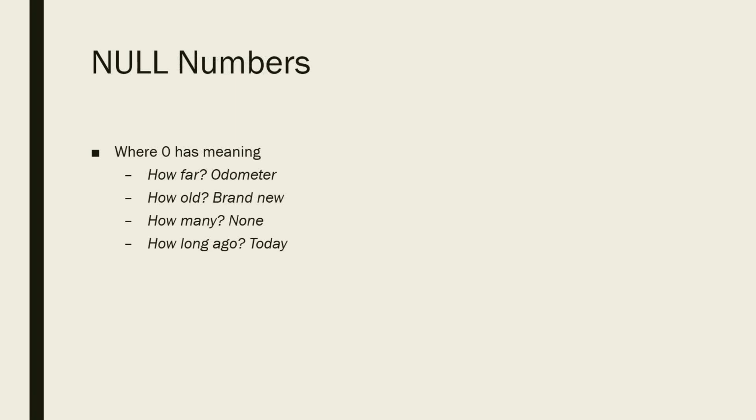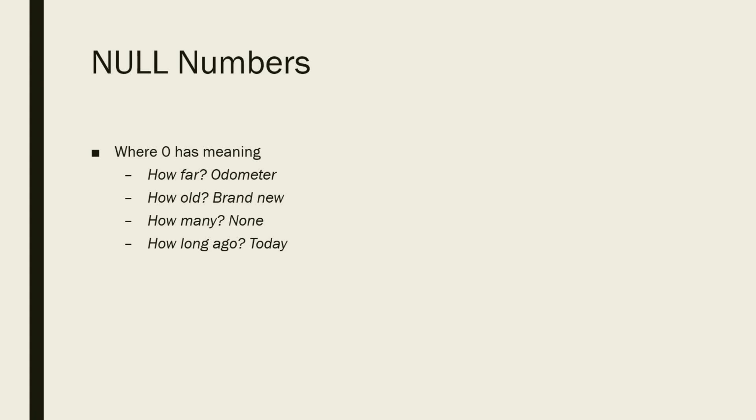Null numbers are useful for when 0 has a meaning. So if your GIS layer is tracking how far something has gone, 0 means it has not moved. The odometer reads 0. The meter reads 0. It just hasn't gone on. That's what 0 would mean. If it represents a length of time, like how long ago, 0 means it's brand new.